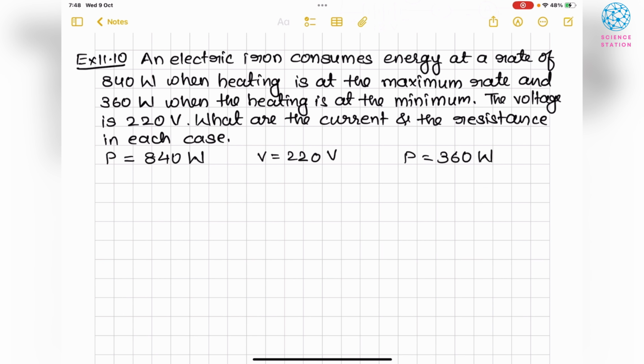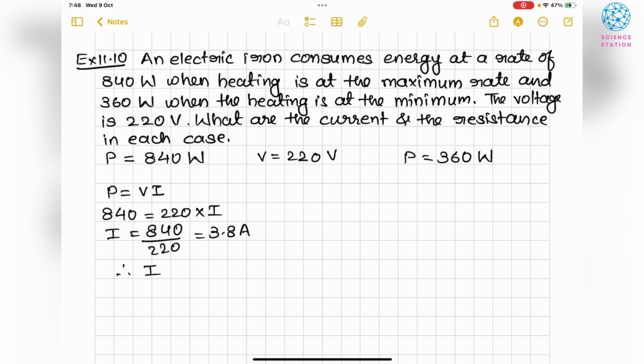volt. So we know that P equal to VI. In both the cases I am counting separately. So 840 equal to 220 into I. So I will be 840 upon 220, so that is coming as 3.8 ampere. Therefore here I will be 3.8 ampere.